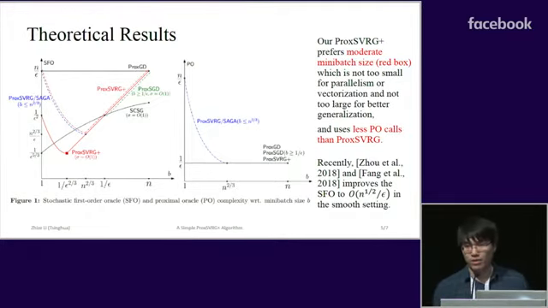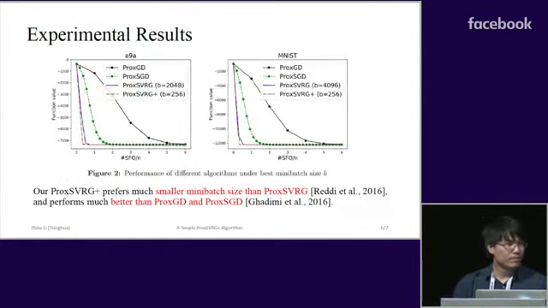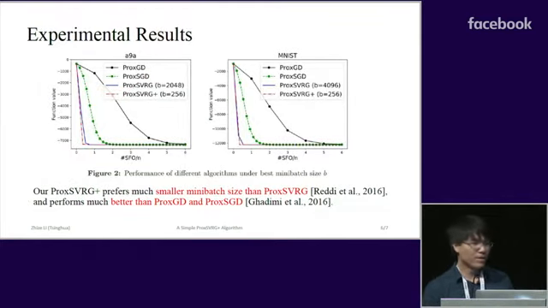And also note that recently, Zhou et al. and Fang et al. improved the stochastic gradient complexity to square root n in the smooth setting. Our experimental results also validate our theoretical results, which show that the proximal SVRG+ algorithm prefers much smaller minibatch size than the original proximal SVRG algorithm.